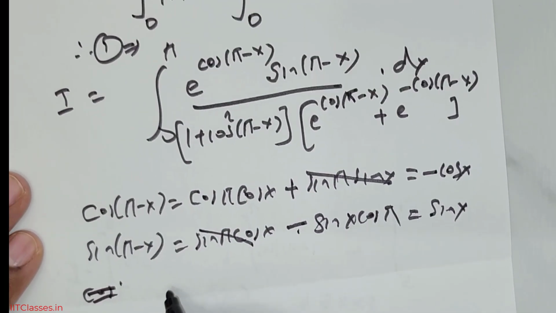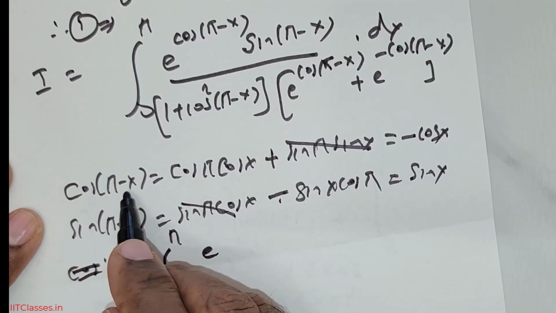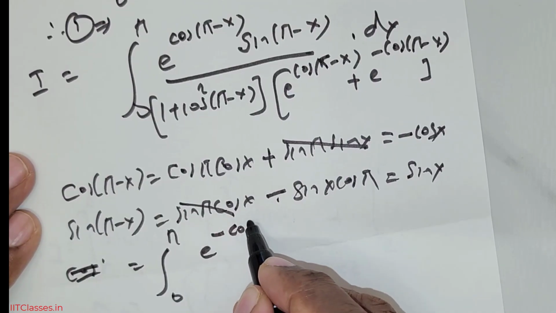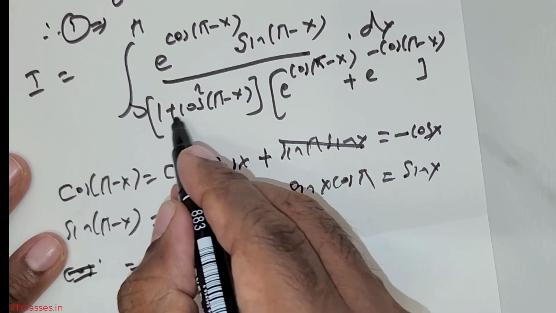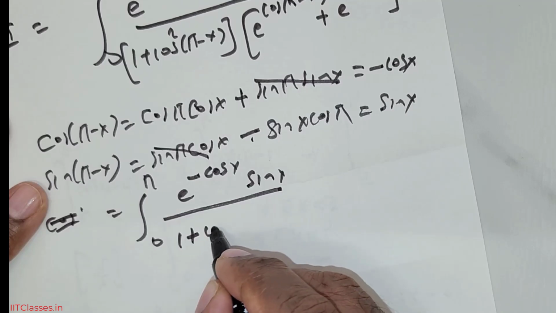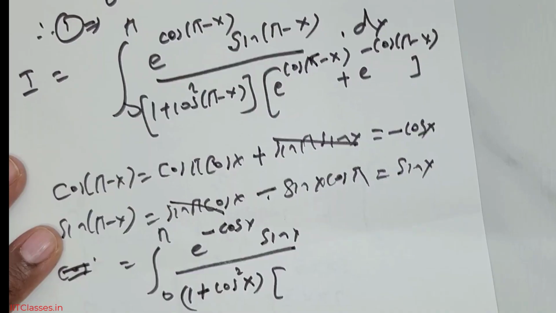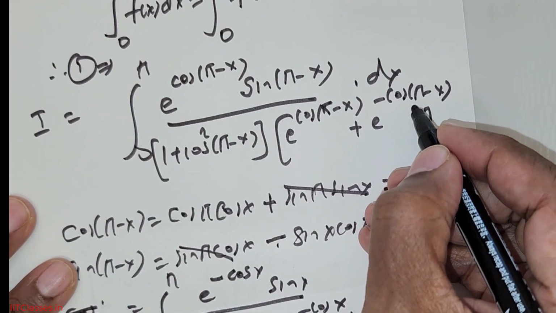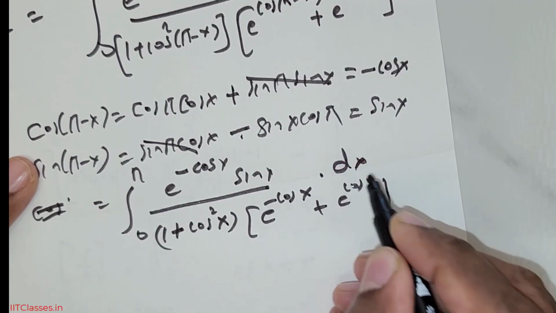So applying these to the integral, we get the integral from 0 to pi of e raised to the power cos(pi - x), which is negative cos x. Sin(pi - x) is sin x. This is going to give us cos²x back, so it's going to be 1 + cos²x. Now this is going to give us e^(-cos x). This is going to give us negative cos x, but there is already a negative, so it's going to be positive.